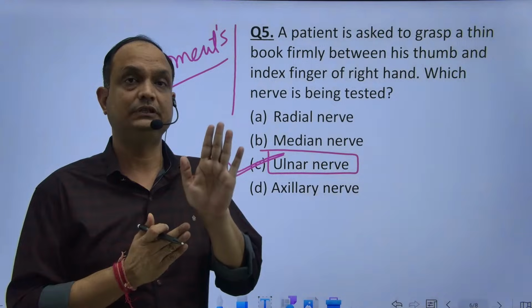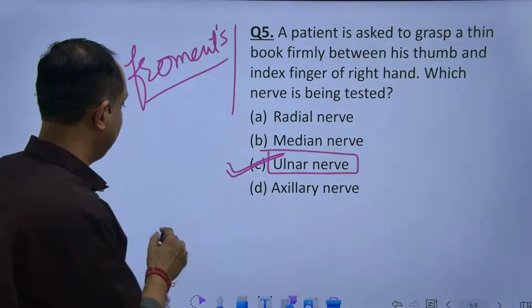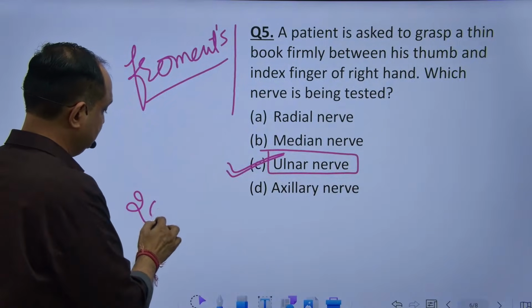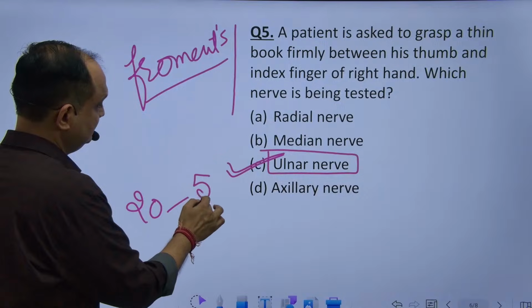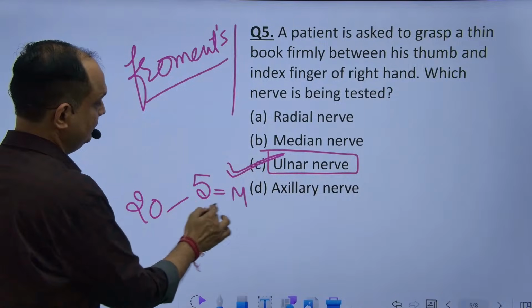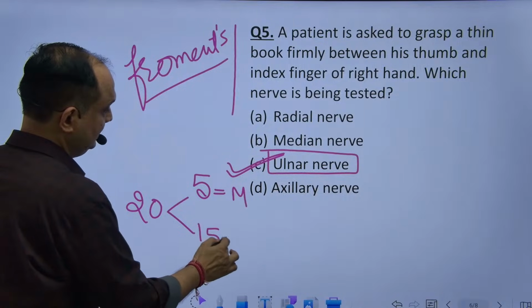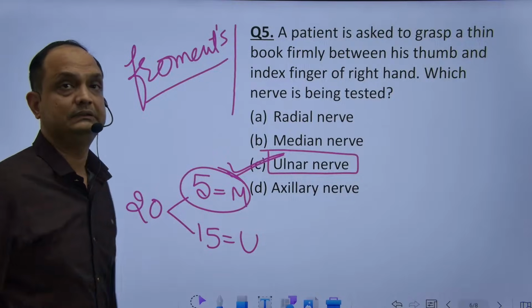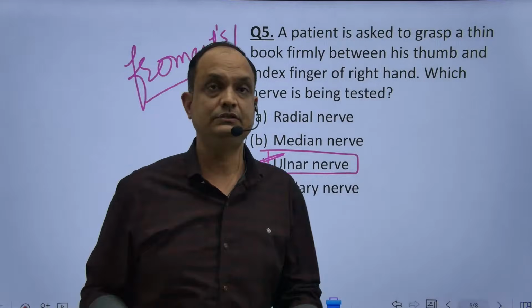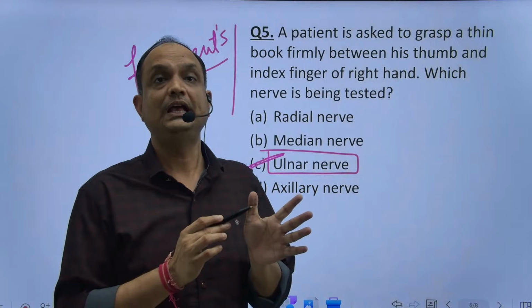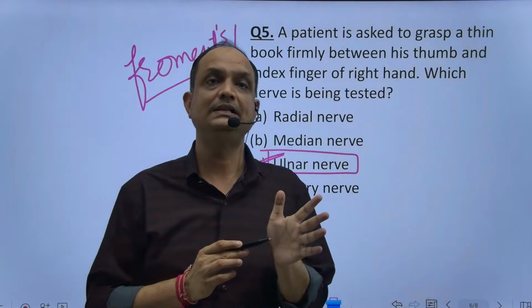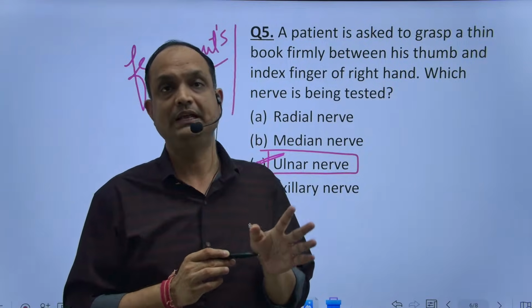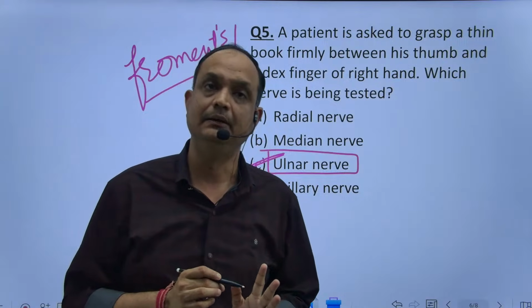Now here you have to keep this thing in mind, that whenever we are talking about the small muscles of the hand, there are 20 muscles, out of which 5 muscles are supplied by the median nerve, remaining 15 are supplied by the ulnar nerve. Now which are these 5 muscles? One is your flexor pollicis brevis, abductor pollicis brevis, opponens pollicis, and first and second lumbricals.